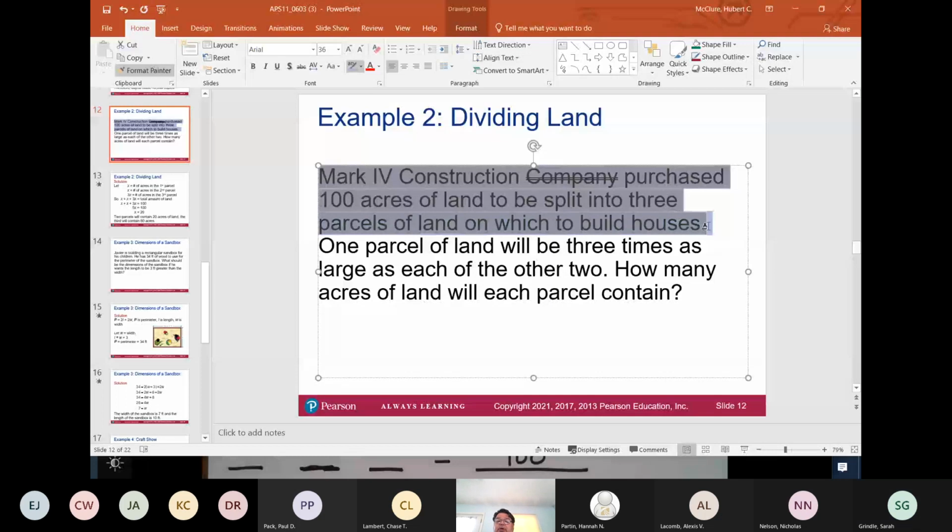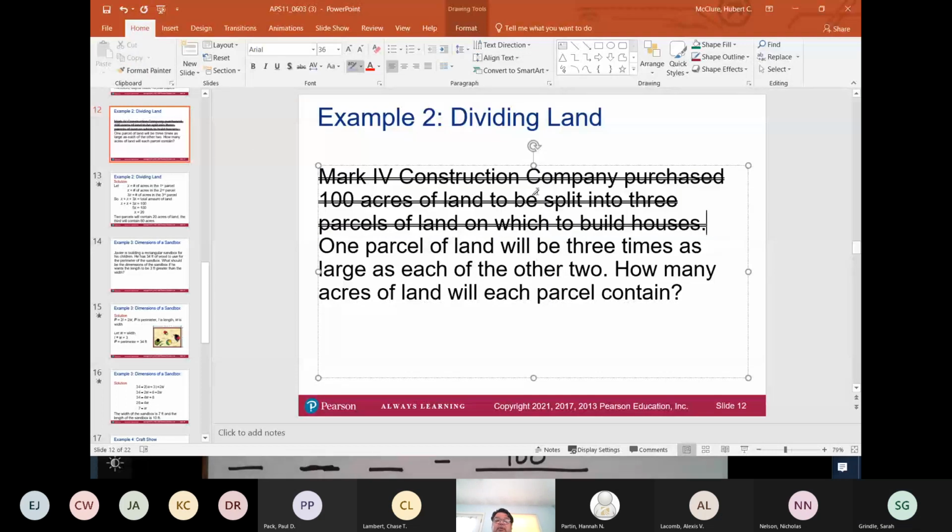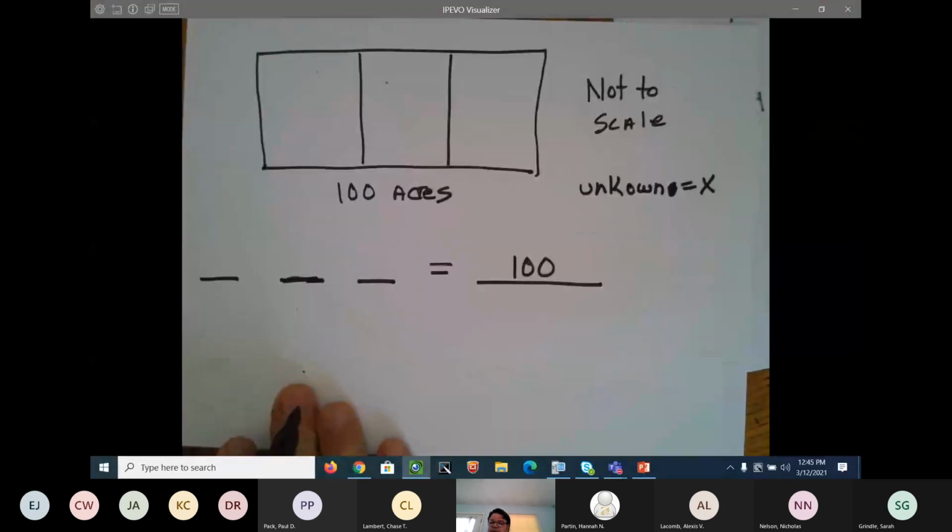Now what's left of the left side is what's left. So let's look at the left side. One parcel of land will be 3 times, that's multiplication right there, as large as each of the other 2. So what is always the unknown? The unknown is always what in algebra? X. So we know that the unknown is X, and we know that one parcel is 3 times as big as the other 2.